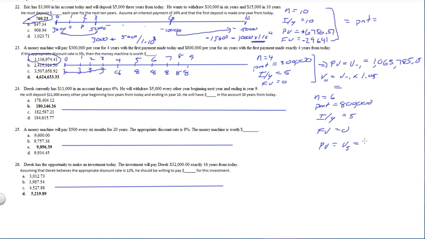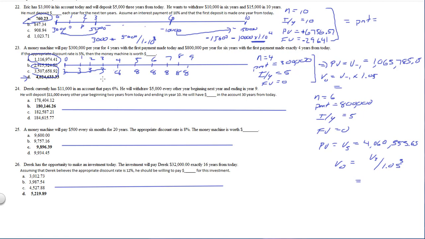is 4,060,553.65, but I want the value today, which is the value at year 3, divided by 1.05 to the third, which is this number right here, C. When I add those two together, that's the correct answer, D. So all I'm doing for this one, I have two separate annuities.